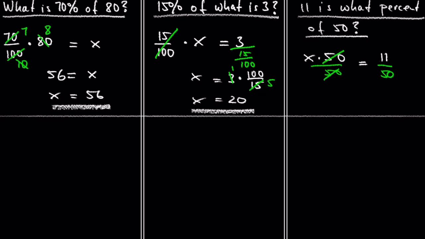Now, how can we make 100 out of the 50 in the denominator? Multiplying 50 by 2 equals 100. And multiplying 11 by 2 equals 22. So we get 22 over 100. 22 over 100 we can write as 22%. And we are done with this problem.